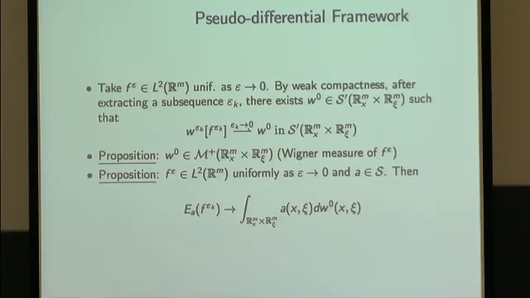Okay. Now, this is a tempered distribution, but actually it has many more properties. And a very important property is that you can prove by an additional effort that W0, the weak limit, is a positive measure on phase space.